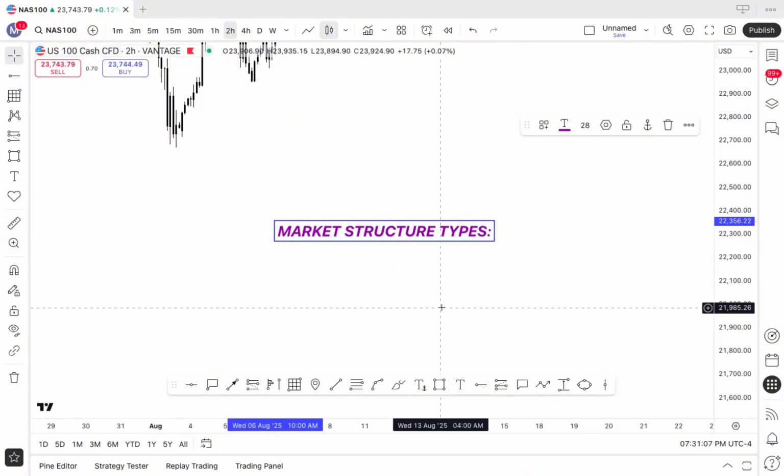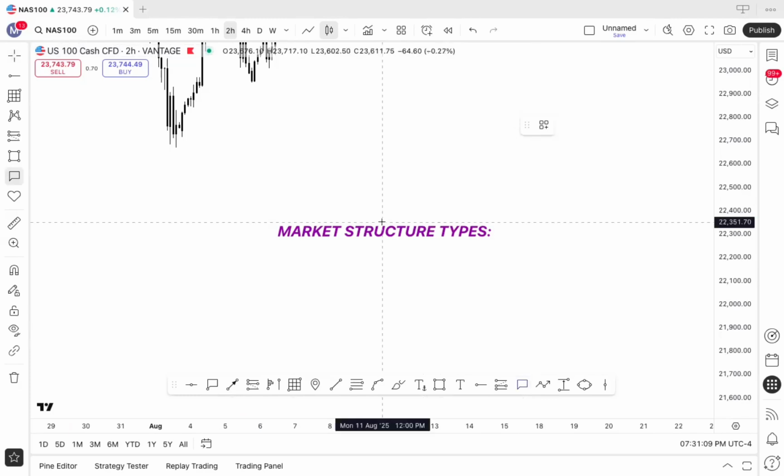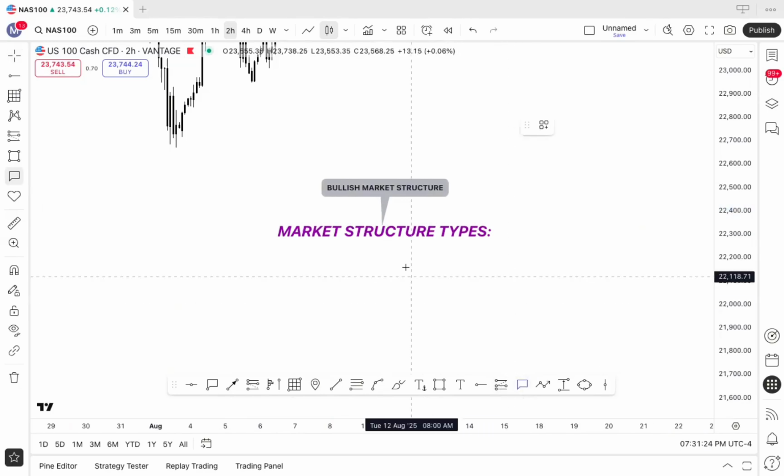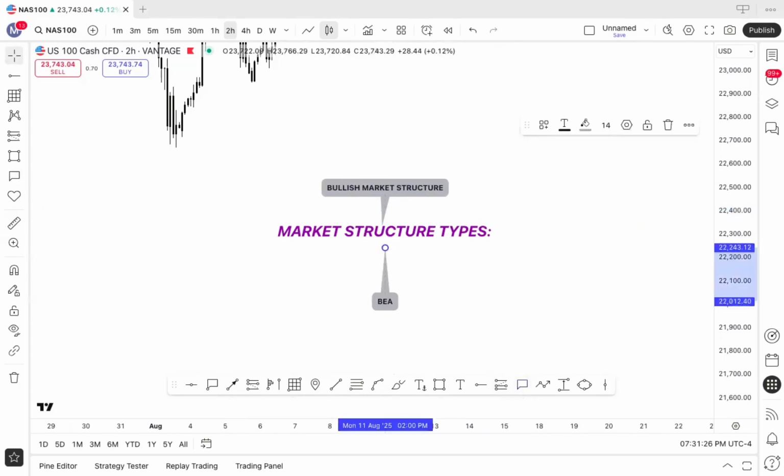Okay. So market structure types. All right, guys, the market moves in how many different ways? Three. I like to define it as three. Some people might say four, I don't know, but we'll say three. So we're talking bullish market structure, and I'm going to write this down because you guys know I like to make things look good. All right, bullish market structure, bearish market structure.